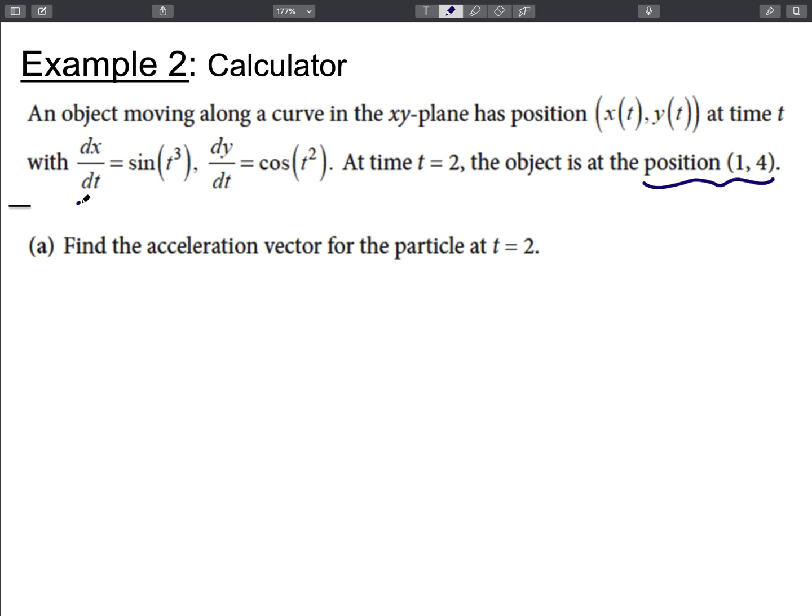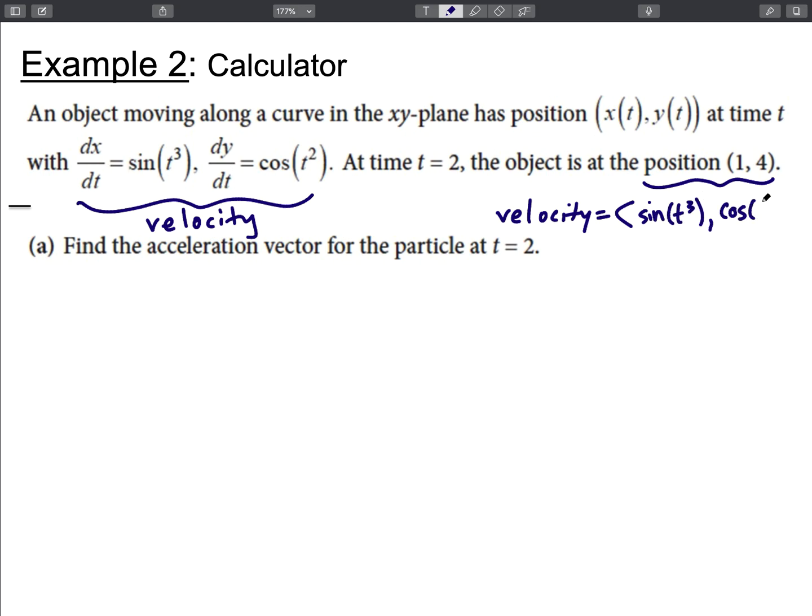And we do know dx/dt and dy/dt. So in this case, we could say that this is the velocity vector. If we wanted to write it as a vector, maybe we could do it right here. We could say the velocity, and then as a vector, we can use our angled brackets: the x component sine of t cubed and the y component cosine of t squared. So if you wanted to, right there. So here it says, can we find the acceleration vector for the particle at time t equals 2? Well, we definitely can. And remember that it is a calculator type question.